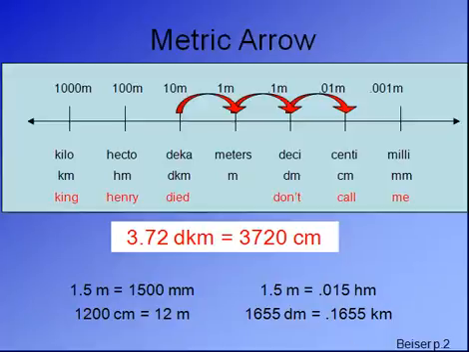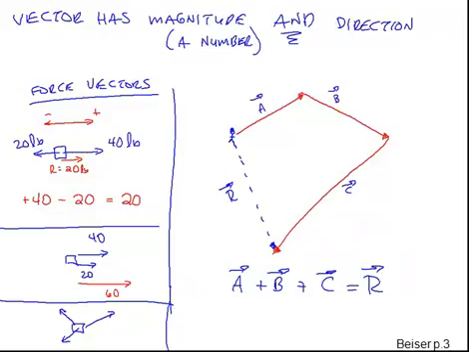Okay, so this metric arrow is really nice to learn. You do have to get it in the right order, and there's a little ditty down there in red that helps you get it in the right order. King Henry died. You can see that's the K, the H, the D. Don't call me. Some people use don't or drinking chocolate milk. There's all kinds of stuff you can do to remember this. But you set up that little arrow and zip, zip, zip. You just move it wherever it needs to be. Play with some of those.